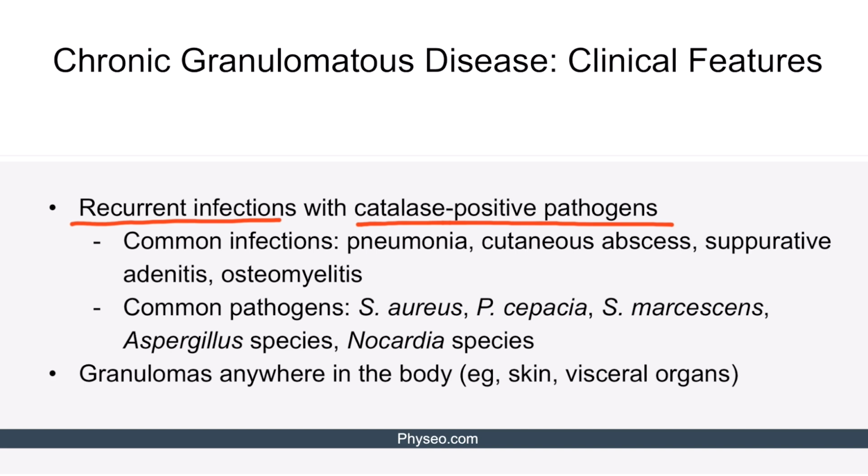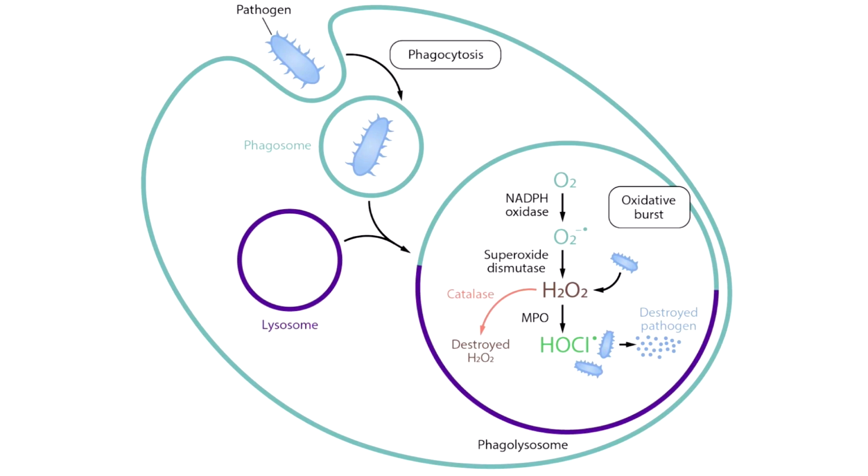The other key clinical feature, which is suggested by the name of the disorder, are granulomas that can form almost anywhere in the body, ranging from skin to even visceral organs. These granulomas form in an attempt to wall off infections that the body can't clear due to an impaired oxidative burst. Let's return to this figure to illustrate why patients with chronic granulomatous disease are particularly susceptible to catalase-positive pathogens.